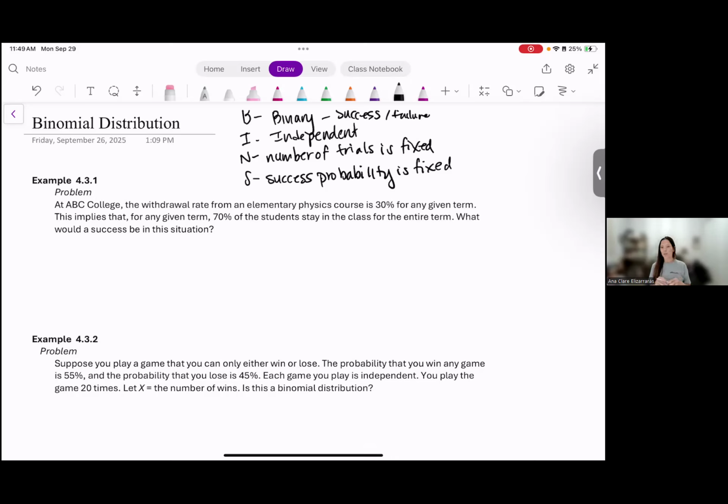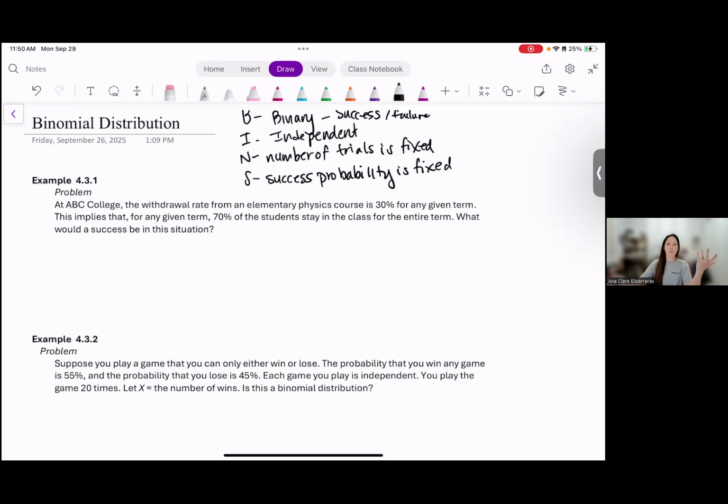The number of trials means I draw a card 5 times. I roll a die 10 times. I take 4 free throws. It is not trials until success. That is geometric. How many shots until I make a basket? That is geometric. Binomial has a fixed number of trials. And then the probability is fixed. It doesn't change. Remember, if you draw a card, you take away a card, you're changing your probability to be out of 51 instead of 52. So you have to make sure that those 4 criteria are met.